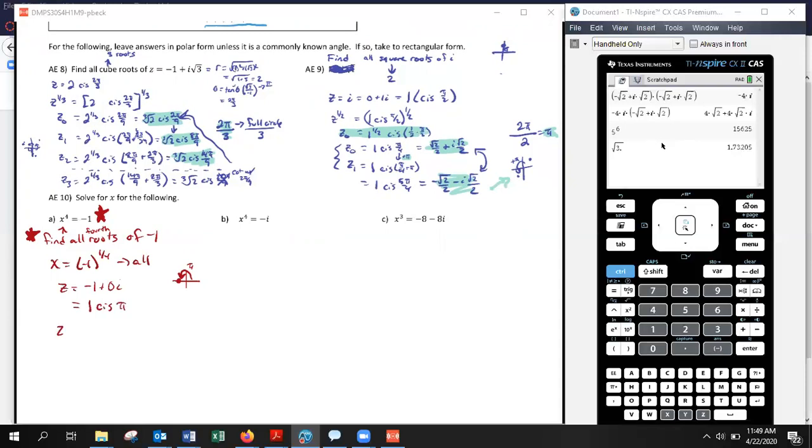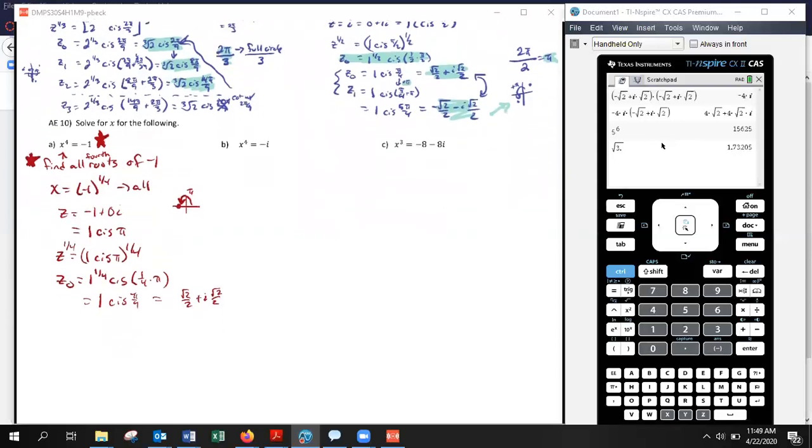If I take that 1 cis pi to the 1/4 power, remember this is going to give us our principal root. So our principal root is going to be 1 to the 1/4 cis of 1/4 times pi. Let me write it that way just to be consistent. So this gives me 1 cis of pi over 4. We know the cosine of pi over 4 is square root of 2 over 2, plus I sine of pi over 4 is also square root of 2 over 2. So that'll be our first one.